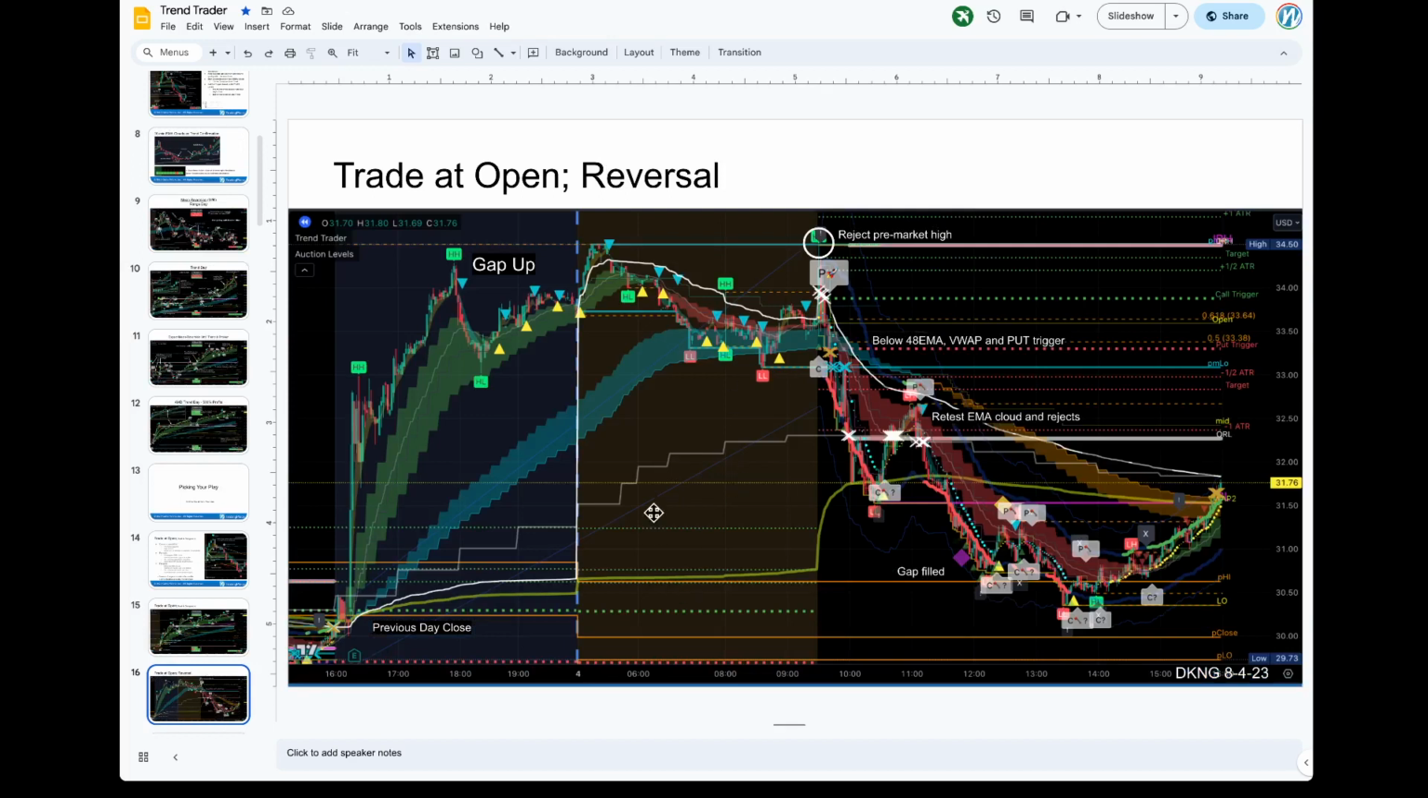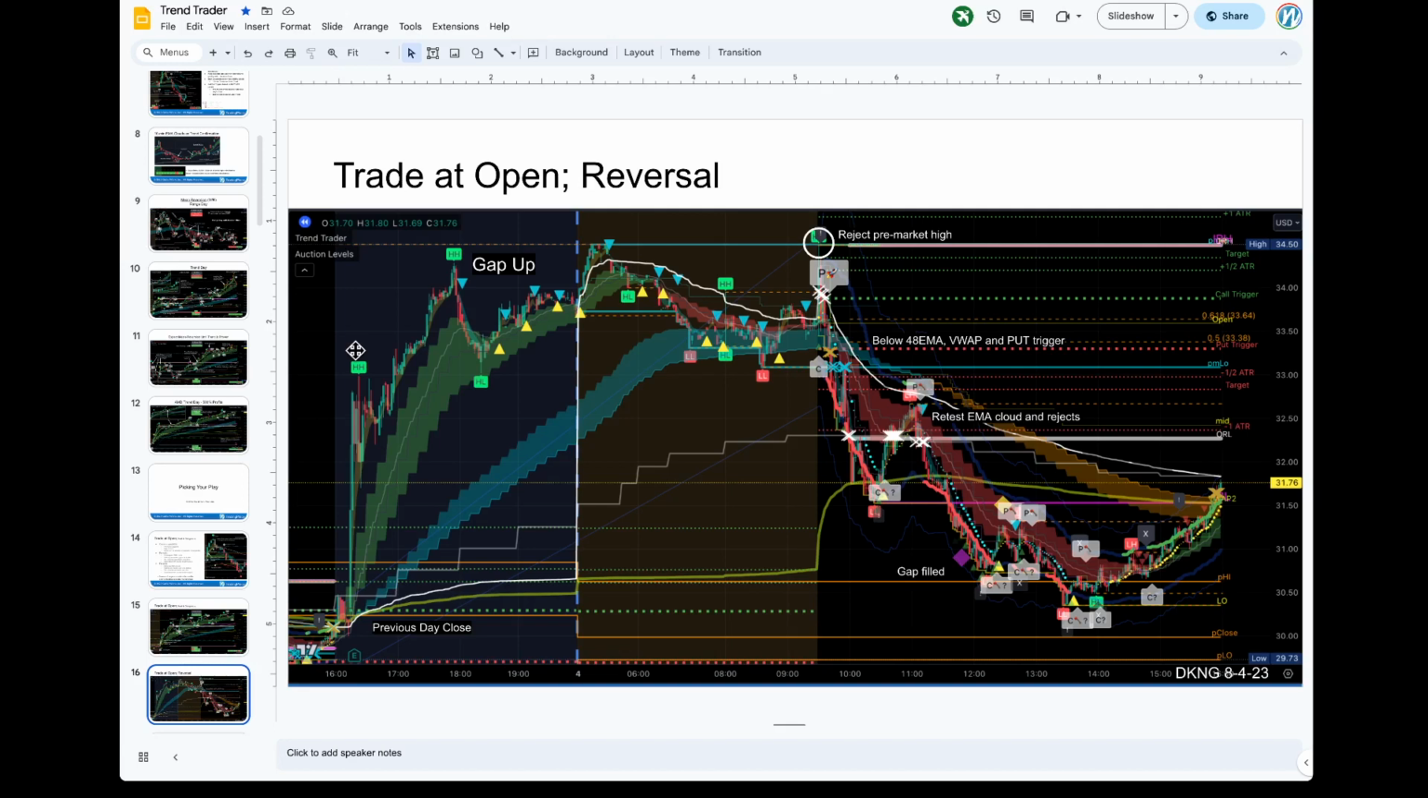So here's a reversal. Let me show you what a reversal looks like. This is where the day starts. In the pre-market, this was DraftKings. I don't trade DraftKings, but it was a great example. You can see pre-market, it totally gapped up. If it gaps up, there's a possibility that it keeps running and you can make good money, but a gap up also creates a good opportunity to play that gap fill and actually make good money.